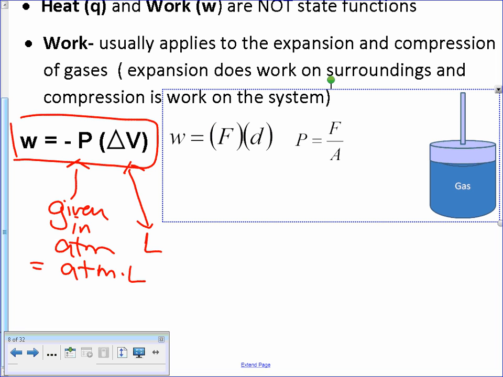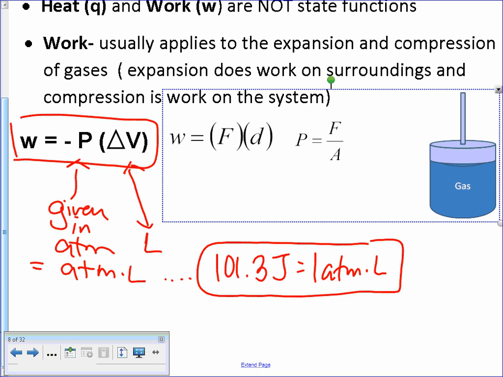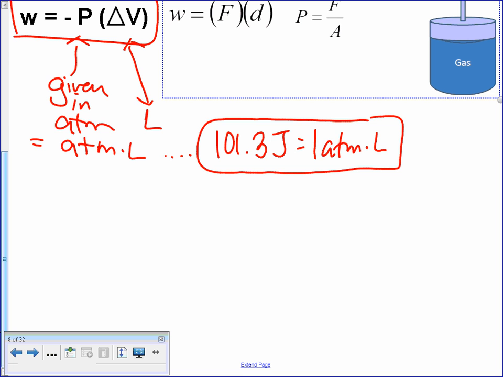But we know atmosphere liters is not what work is supposed to be measured in. So there's a conversion on how you get to joules. 101.3 joules is equal to 1 atmosphere liter. Does that look familiar? Yes, it's all related to kPa. I'm not going to go through each individual step of the conversion, but if you have atmosphere liters as your work unit and you want to get to joules, what do you do? Multiply by 101.3 and that will get you to joules. I'll go back up here to the rest of it and make sure you have that down first.